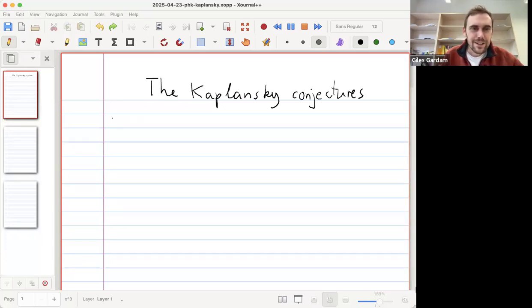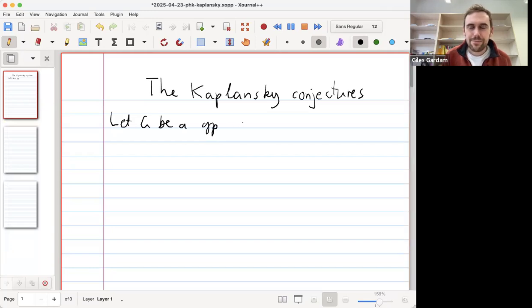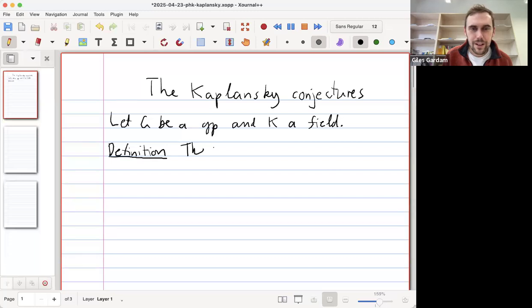Okay, so just to set some notation and definitions, we'll let G be a group. That will be the case throughout. So let G be a group, and we'll let K be any field. So the object that I'm interested in is the group ring KG, or sometimes called the group algebra. So this is one of, I think, two definitions that are going to be important in this talk.